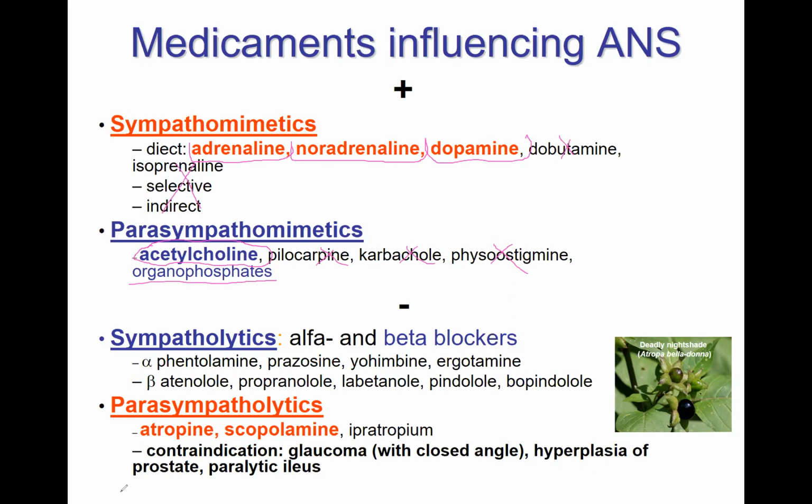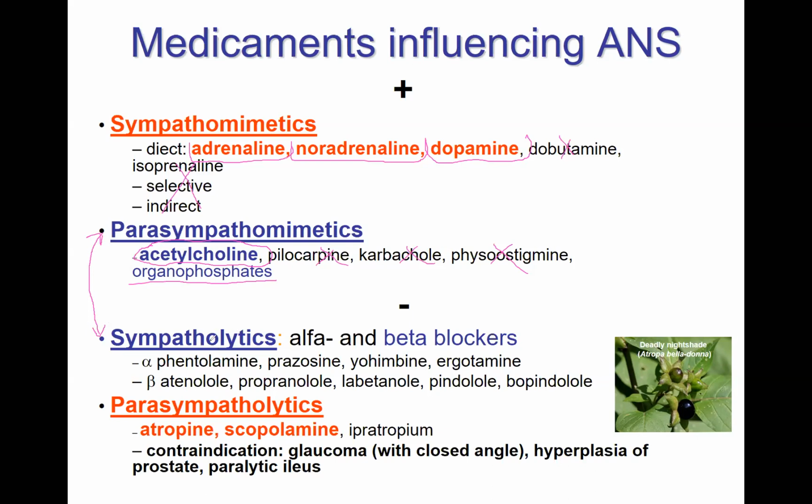And then we have the inhibiting one. The inhibiting one has a similar function. So the sympathetic system can be blocked, or the parasympathetic system can be activated, and their effects are not identical, but they are similar. Of course it depends on the medicament, where and how it works, but generally they are quite similar.